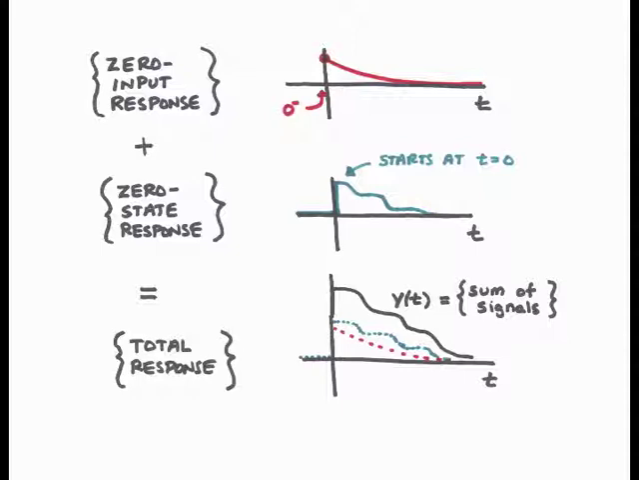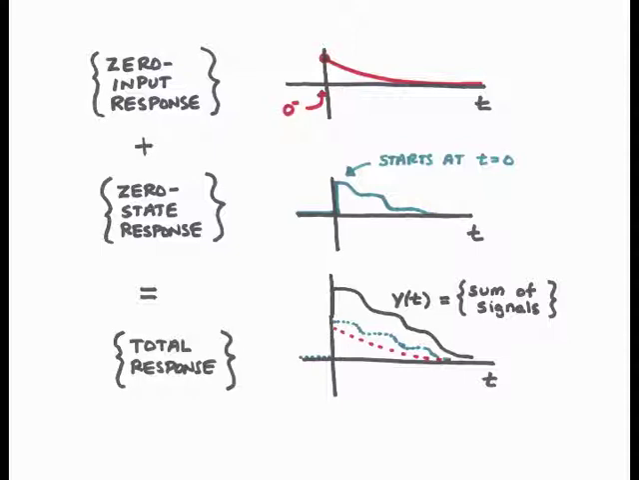This is shown in the top graph. The zero state response is a response to the input, and if the input is a causal signal, the zero state response will not start until time t equals 0. The total response is the sum of these two signals.